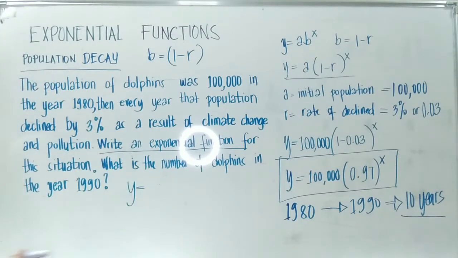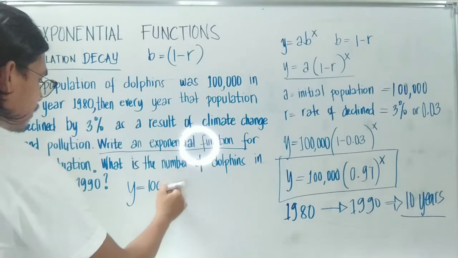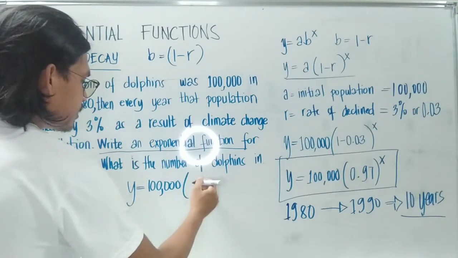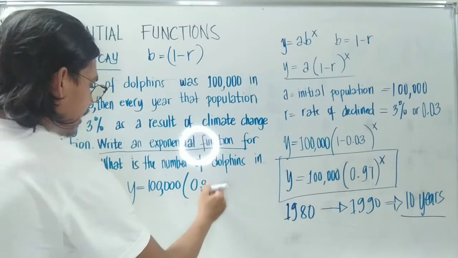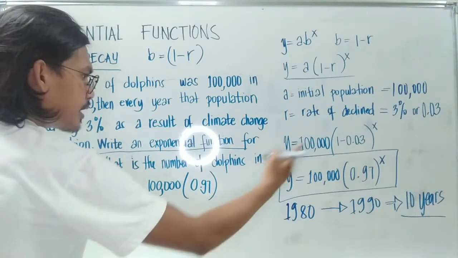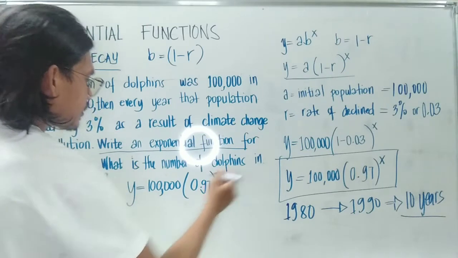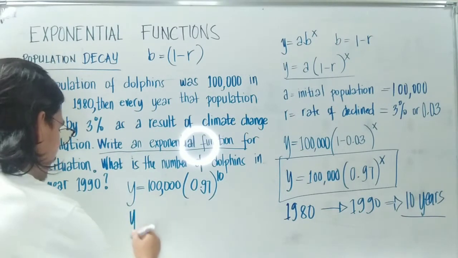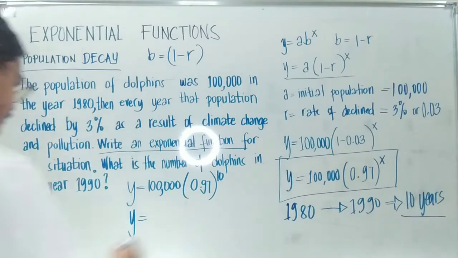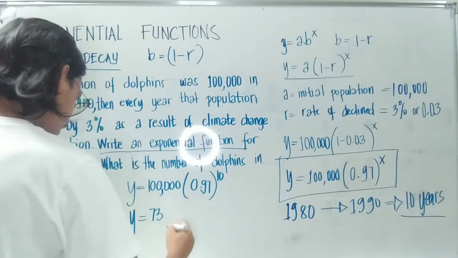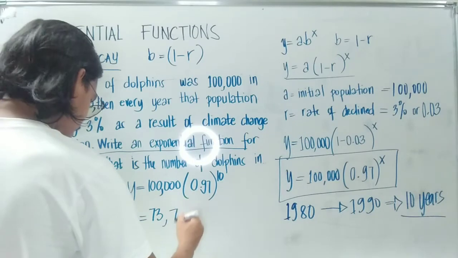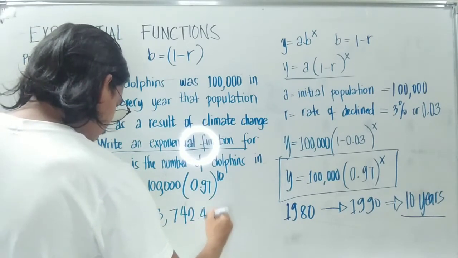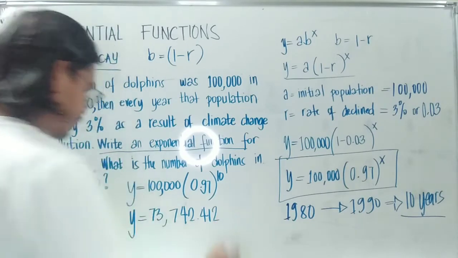Y is equal to 100,000 times the quantity of 0.97 raised to x, or 10 years. Okay? So using your calculators, you will get 73,742.412.